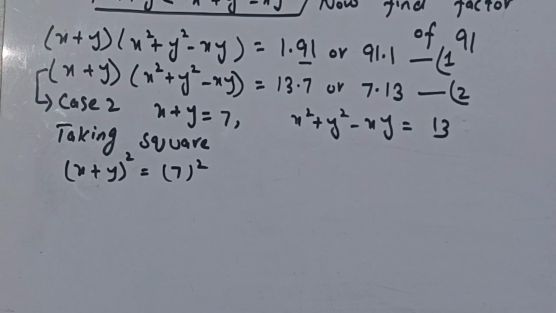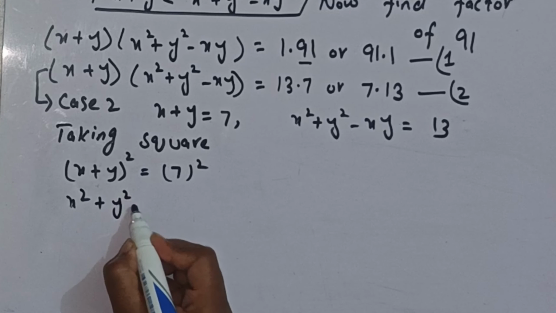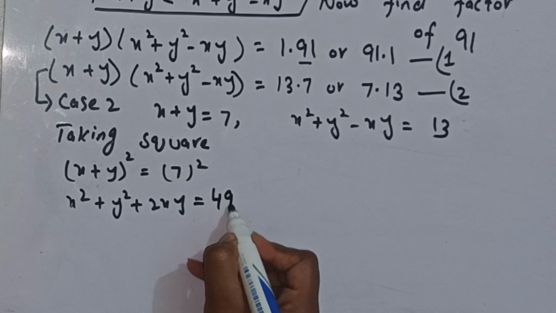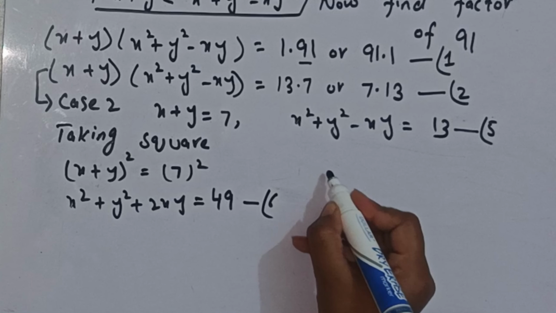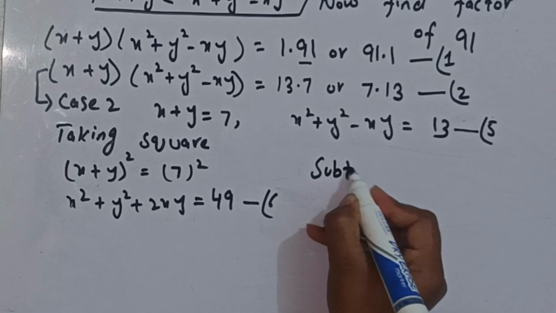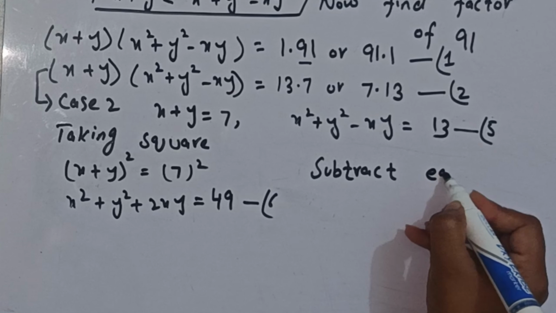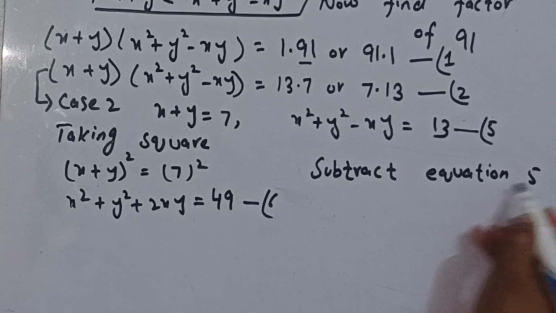So look at this first equation. We take a square on both sides, then we get x square plus y square plus 2 times product of xy, and 7 square is 49. This is our equation 5, and now this is our equation 6. In the next step, simply we subtract equation 5 from equation 6.